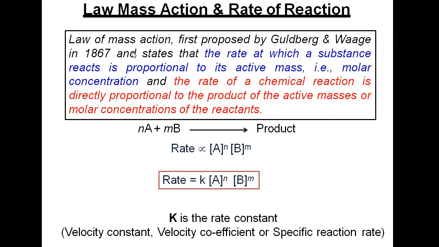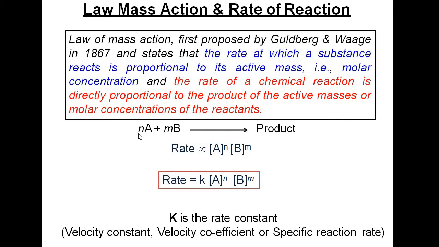Law of mass action. The law of mass action, first proposed by Guldberg and Waage in 1867, states that the rate at which a substance reacts is proportional to its active mass. Active mass means molar concentration, and the rate of a chemical reaction is directly proportional to the product of the active masses or molar concentrations of the reactants.